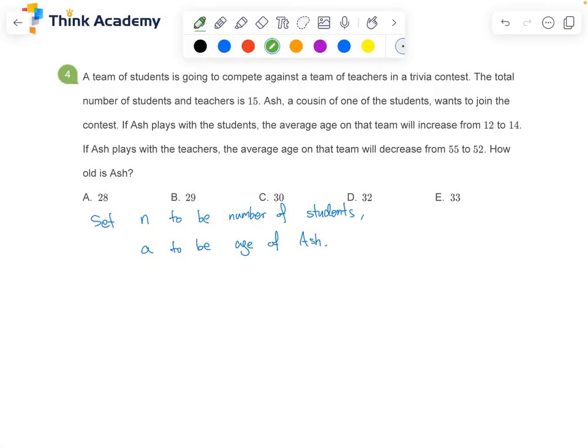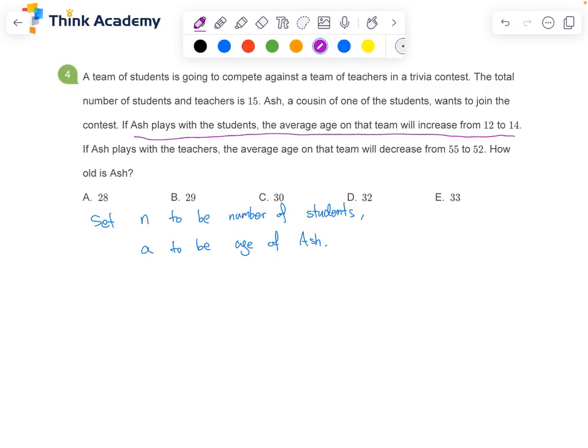So I can see that for this problem, there are two things we don't know yet. So I just set N to be the number of students and A to be the age of Ash. Okay, so what condition do I have? First, if Ash joins with the students, the average age will increase from 12 to 14. So what does that mean?